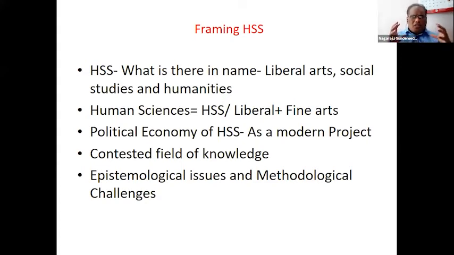The point is that it's relatively easy to frame what is the ideal scientific endeavor, but at the same time, it's extremely difficult to frame what is the ideal and authentic idea of humanities and social sciences. That's one of the reasons why most scholars argue that the humanities and social sciences are known as a contested field of knowledge. It's extremely difficult to define this as proper knowledge and that as not proper knowledge.